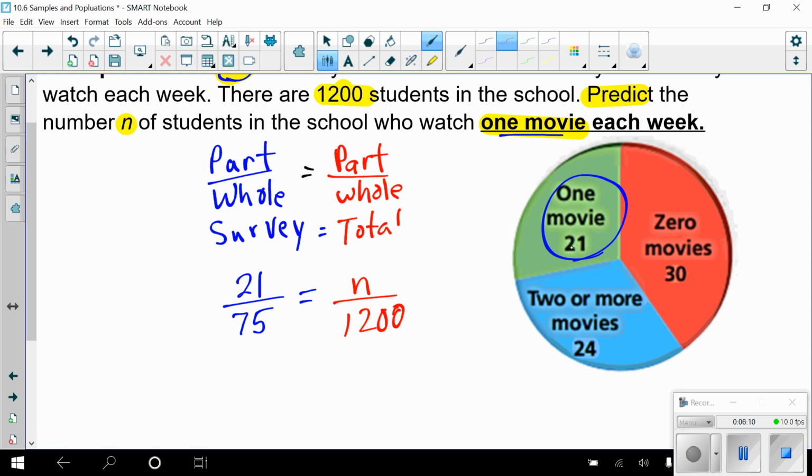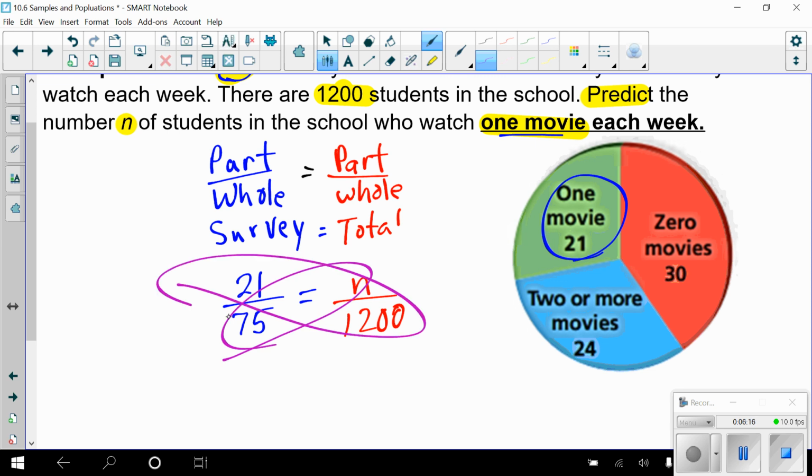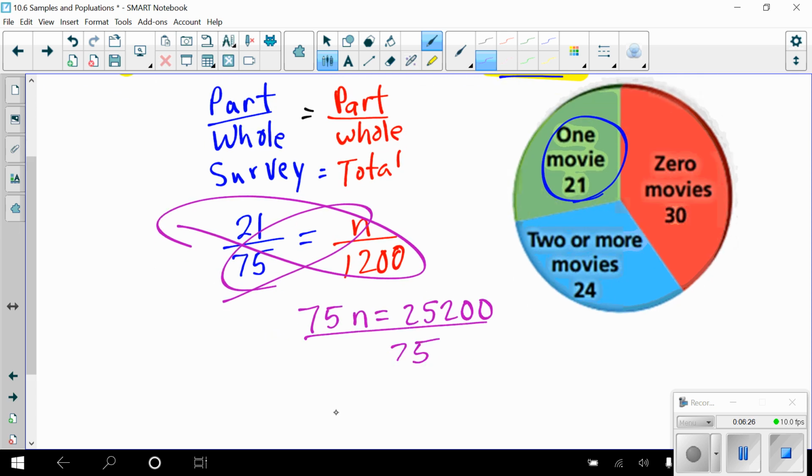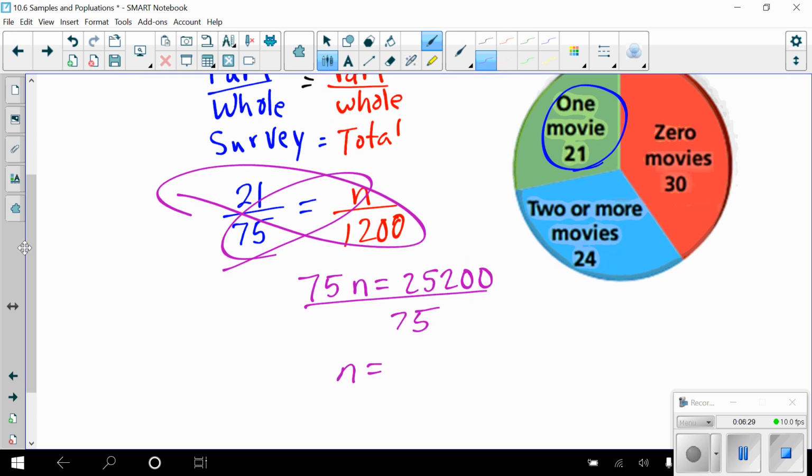All we have to do now is use cross products, and we end up with 75N equals 25,200. Divide by 75, and we find the number of students in the school who watch one movie per week is 336 out of the 1,200 students that go to the school.